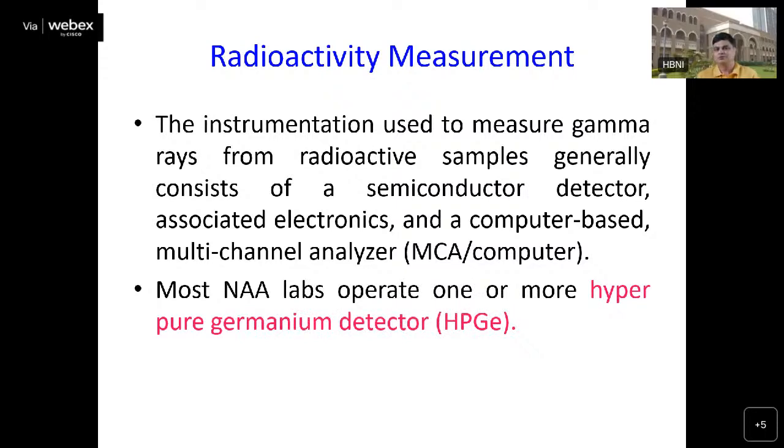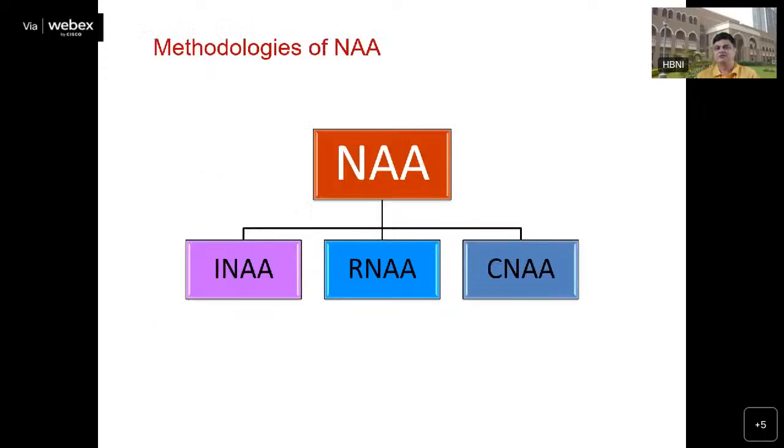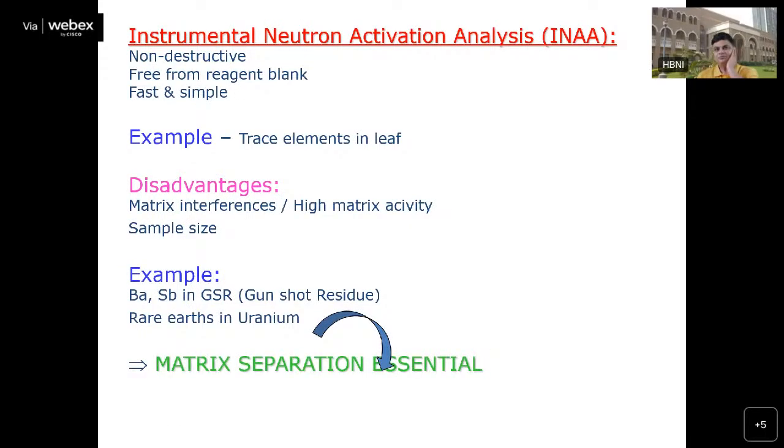As I told you, most of this neutron activation analysis needs high purity detectors. This is basically instrumental neutron activation analysis, and radiochemical neutron activation analysis, where we do the chemistry after doing the irradiation. This is chemical neutron activation, where we do the chemistry before the neutron activation analysis.